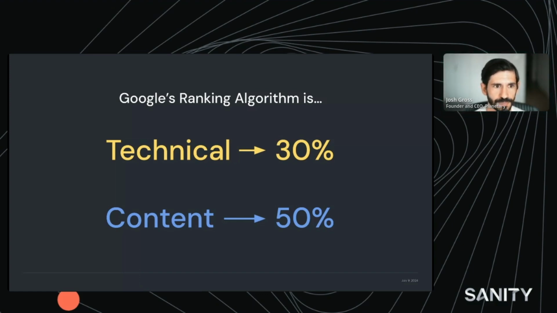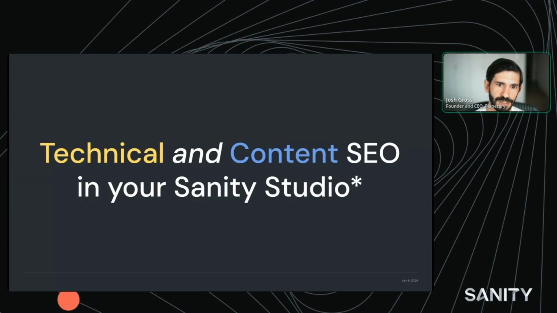So what does it mean to bring technical and content SEO into your Sanity Studio? And I want a caveat here: your writing can't totally suck. This is sort of assuming that you're starting from a baseline where you have writers and editors that are producing good content. And this is supplementary to continue to improve upon that, and actually allow you to then validate some of these factors, so these technical and content factors, before publishing.